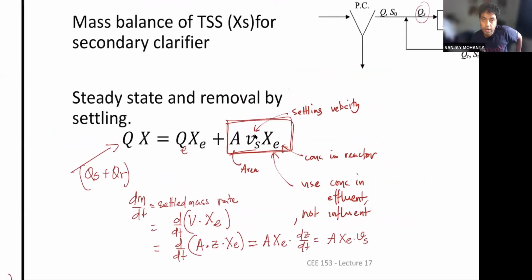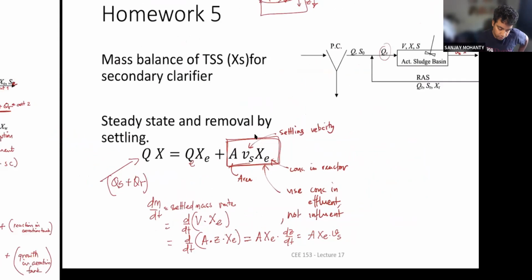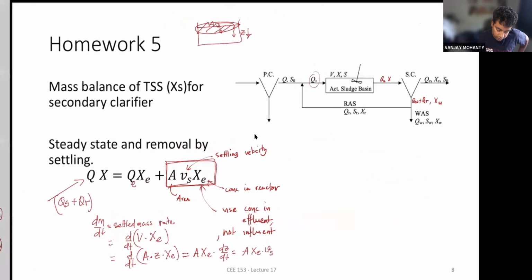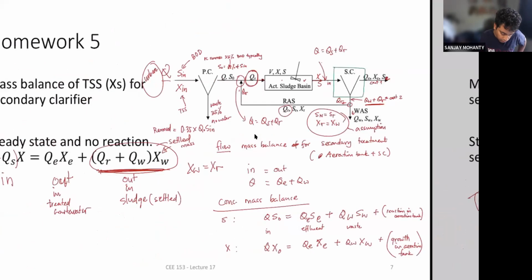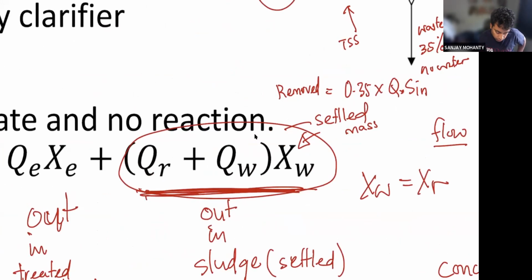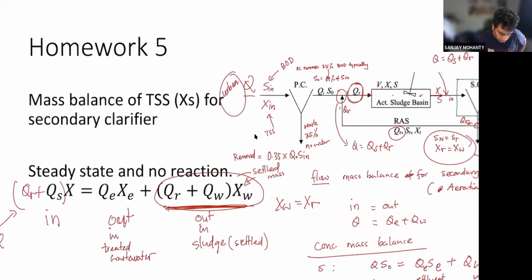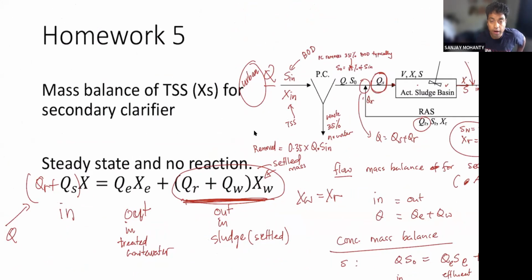So when you write the mass balance equations for the secondary clarifier, you can use this one if you are asked to calculate the settling velocity. And you can use this one if you are asked to solve for QR or QW, because that's the term there.